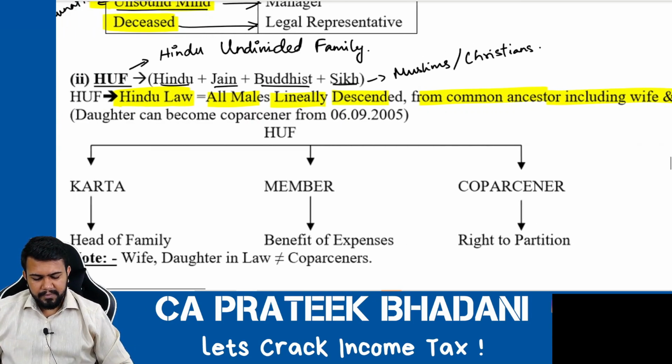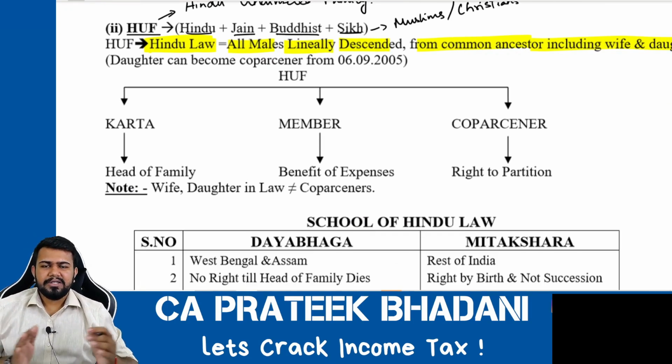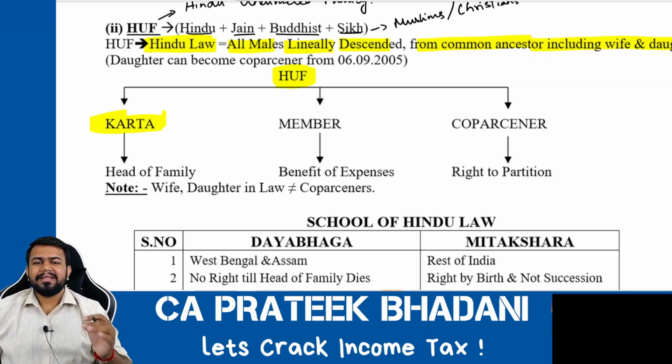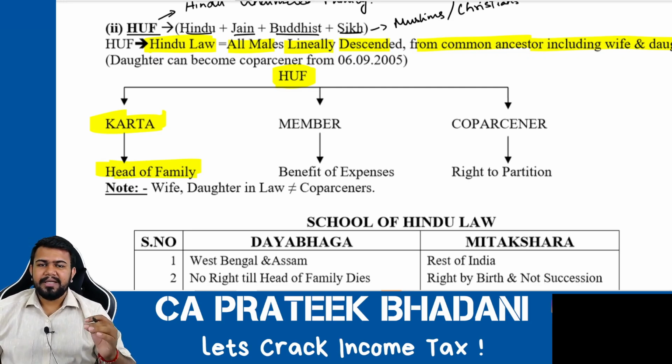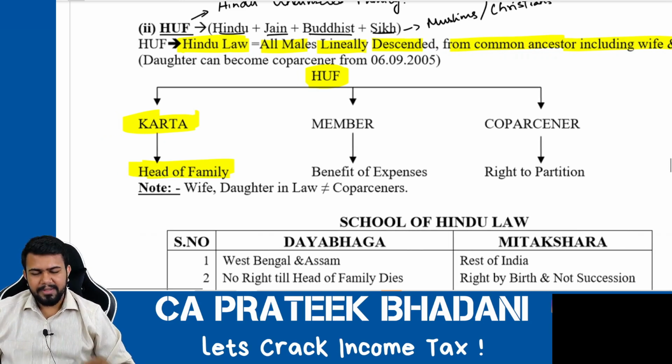Fine. Okay. Now let us see who and all are the parts of HUF. Who and all are the parts of HUF? Number one, Karta. The head of the Hindu undivided family will be called Karta. The head of the Hindu undivided family is called Karta. Karta is the person who manages the Hindu undivided family because he will be the head of the family.